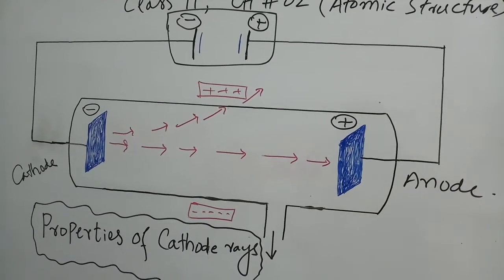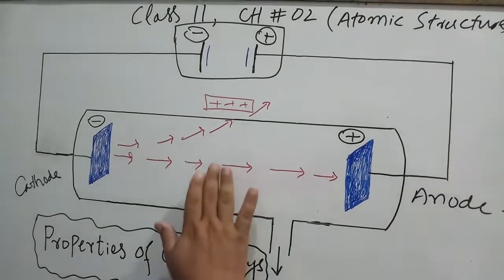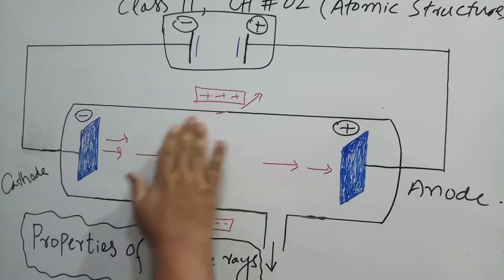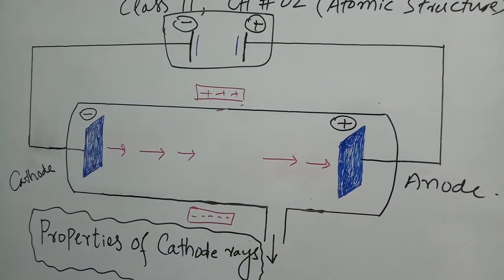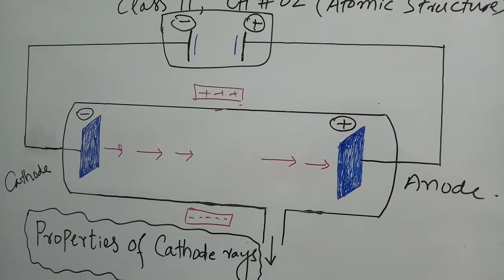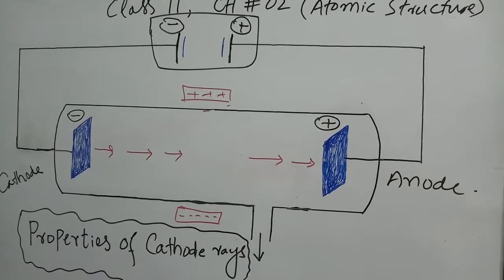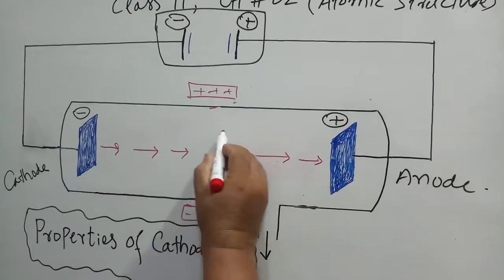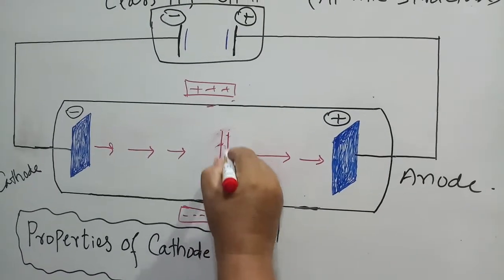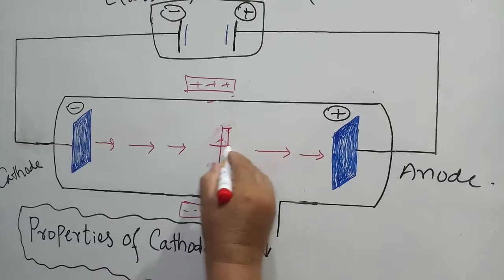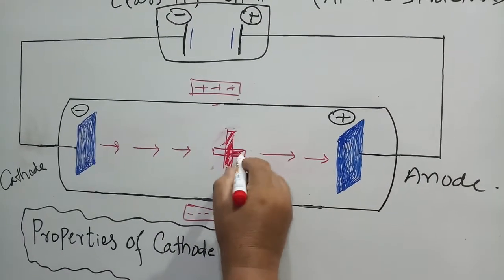They are negatively charged. The second property involves an opaque object. The opaque object was a cross, like the locket Christians wear, and that cross was placed by J.J. Thomson in the path of the cathode rays. For example, this is the cross. This was an opaque object, an object through which light cannot pass.